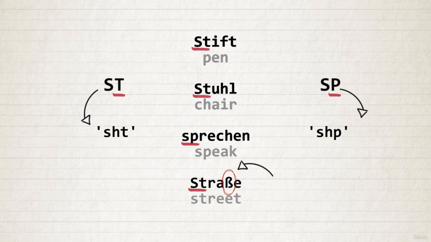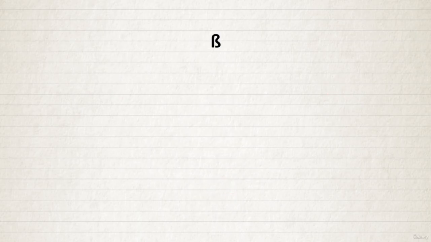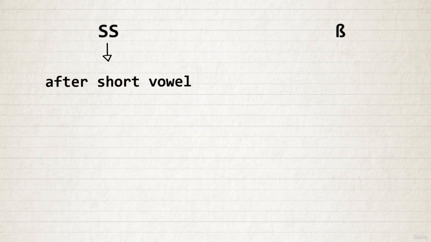Oh yes, and this S. This S is called scharfes S, or sharp S, or ess-zett. It's basically a double S. So why do we have this letter in German? The difference is in the pronunciation speed. The double S gets used only after a short vowel.